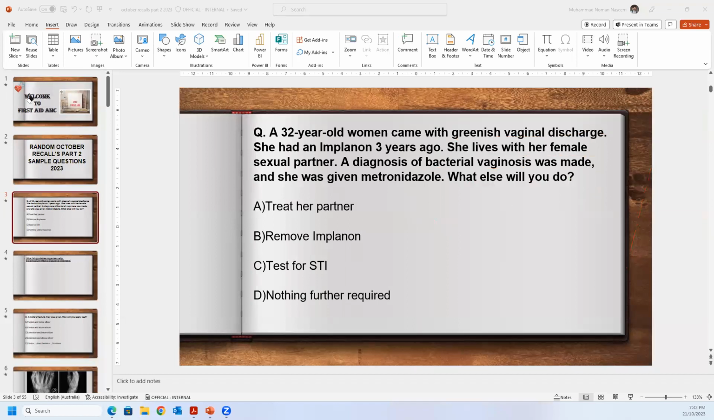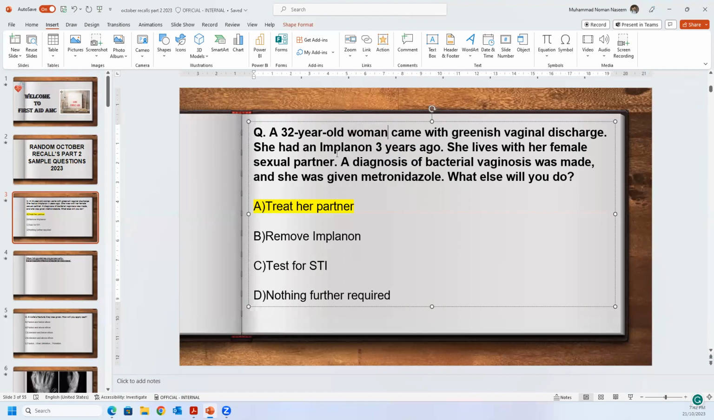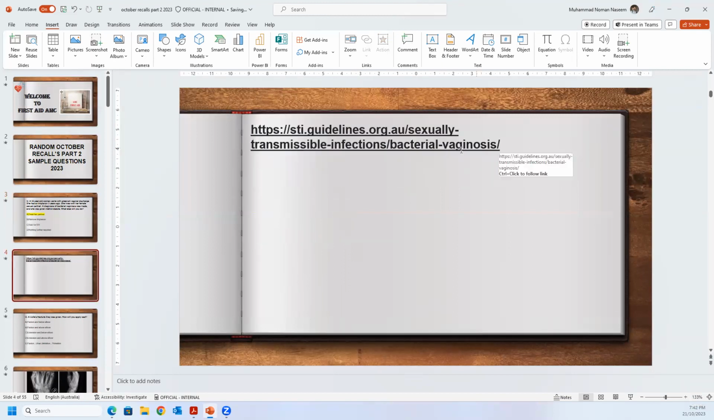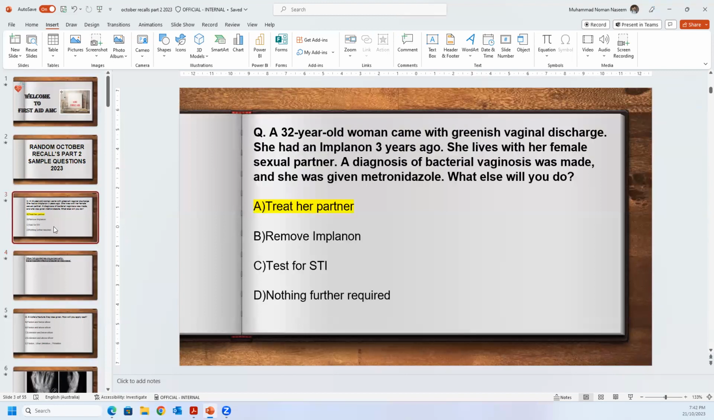As the patient is a female who has a female sexual partner with bacterial vaginosis, if both partners are female and one of them is diagnosed with bacterial vaginosis, it is recommended that you treat both of them and then test both of them for sexually transmitted infections.